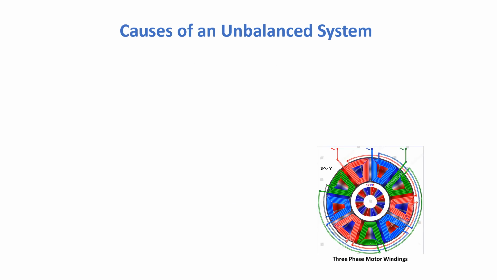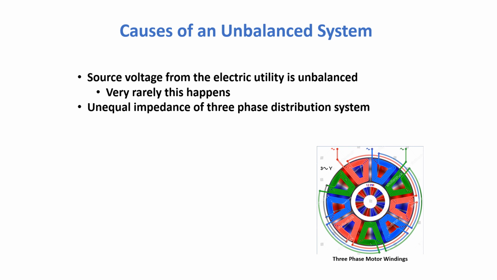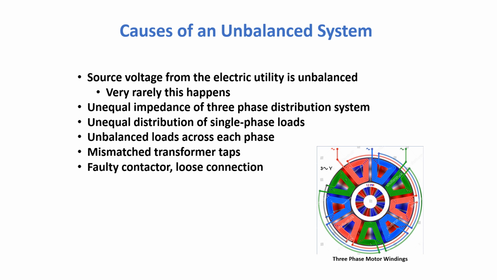Let's take a look at some of the causes of an unbalanced system. The source of the voltage from the electric utility is unbalanced. This very rarely happens. Unequal impedance of the three-phase distribution system. Unequal distribution of single-phase loads. Unbalanced load across each phase. Mismatched transformer taps. Faulty contactor loose connections, and this happens quite often. Single phase loss, which means that one of the phases is out of the circuit.